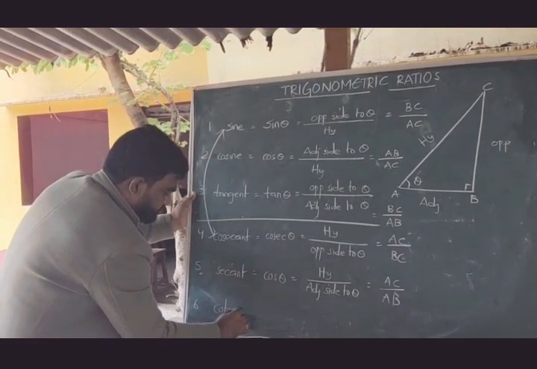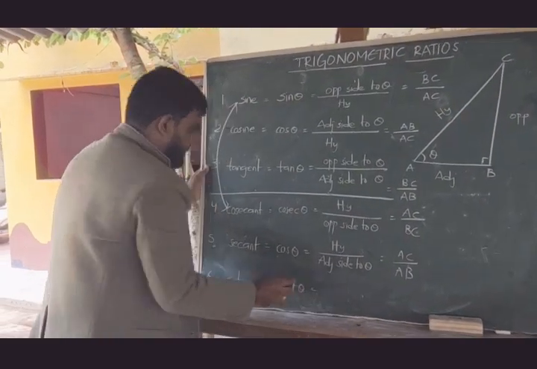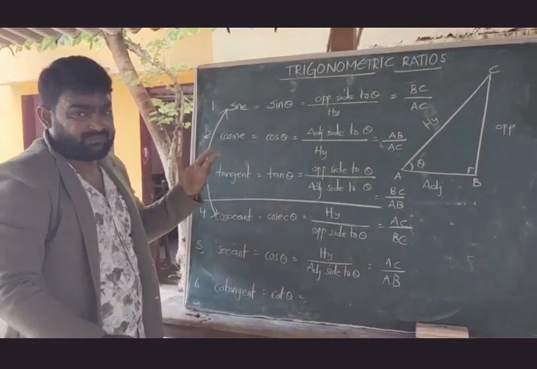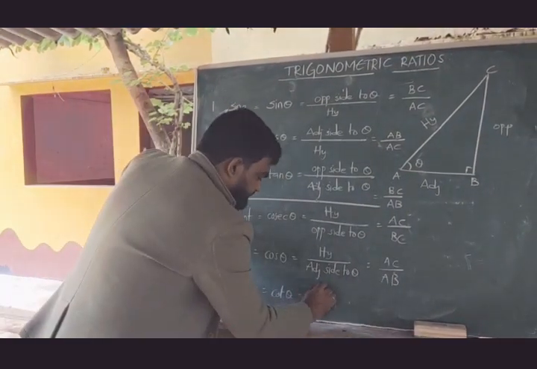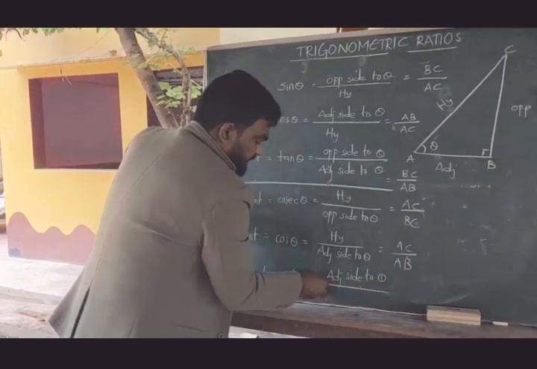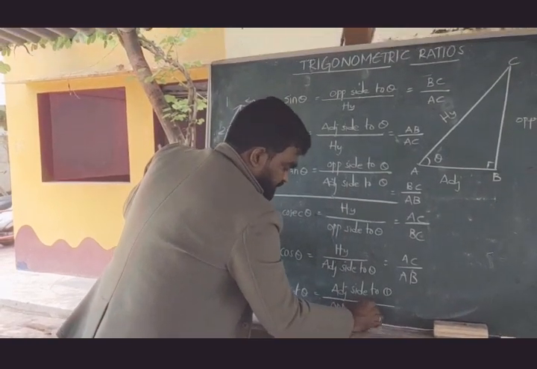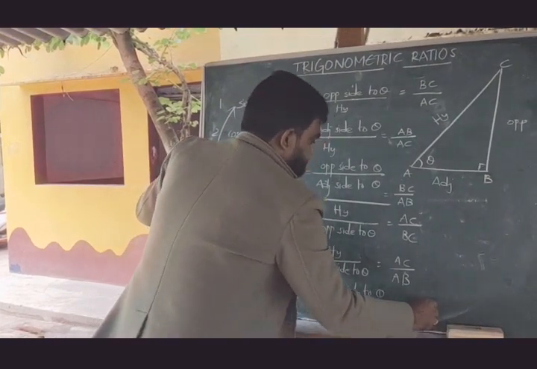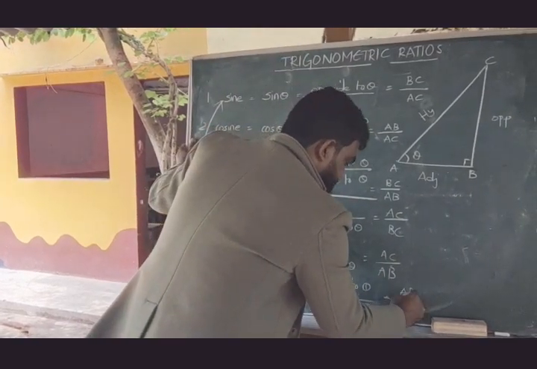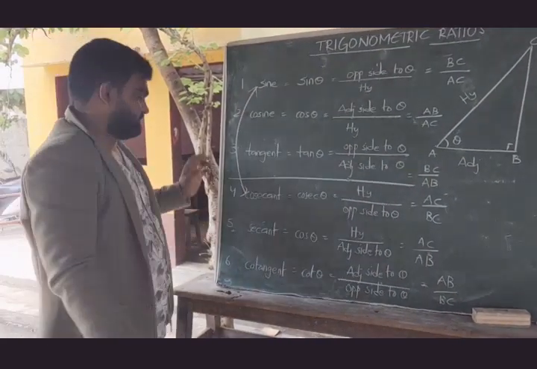Finally, cotangent. Simply cot theta. Cot is a reciprocal of tan. That is the adjacent side to theta by the opposite side to theta, AB by BC. Okay.